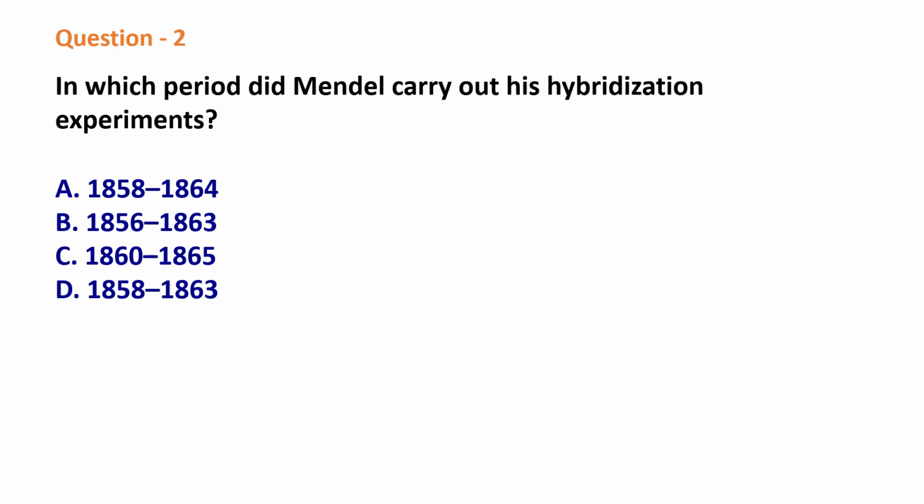Question 2. In which period did Mendel carry out his hybridization experiments? Option A, 1858 to 1864. Next, 1856 to 1863. Next, 1860 to 1865. And the last option, 1858 to 1863. The correct answer is 1856 to 1863.